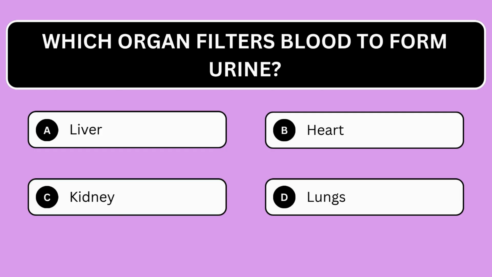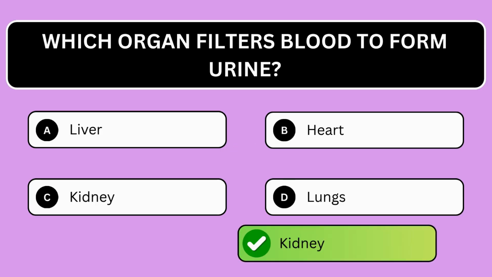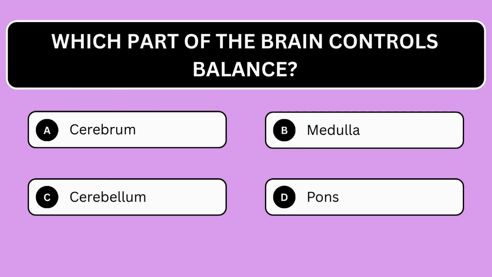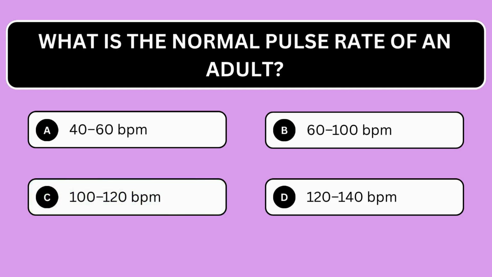Which organ filters blood to form urine? What is the basic unit of the nervous system? Which part of the brain controls balance and coordination? What is the normal pulse rate of an adult?